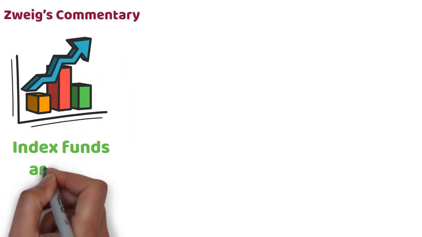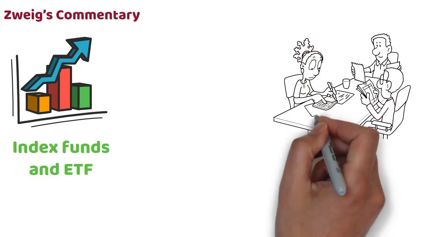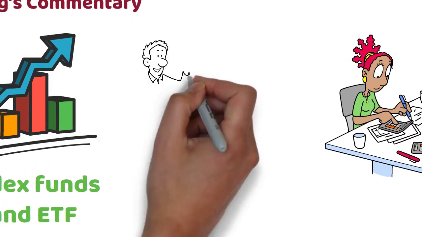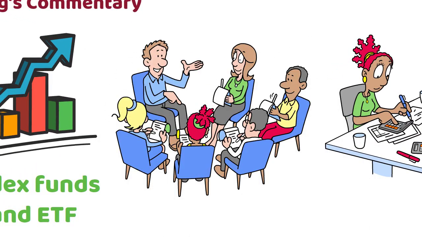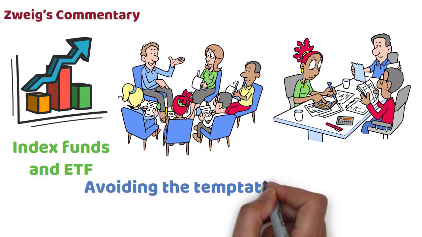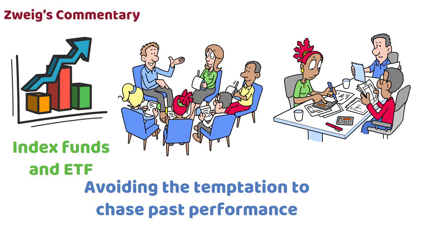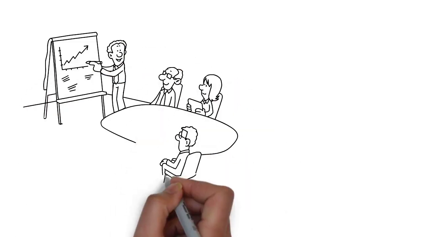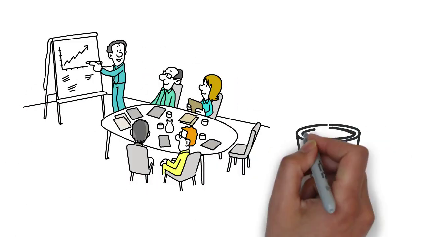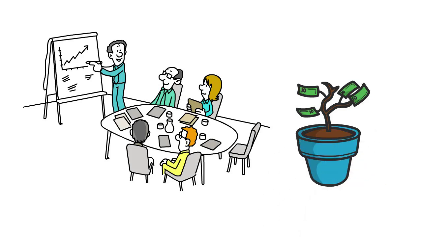Zwig discusses the rise of index funds and ETFs, which offer a low-cost diversified option for investors. He emphasizes the importance of keeping expenses low and avoiding the temptation to chase past performance. Zwig also discusses the benefits of automatic investment plans that allow investors to build wealth consistently over time.